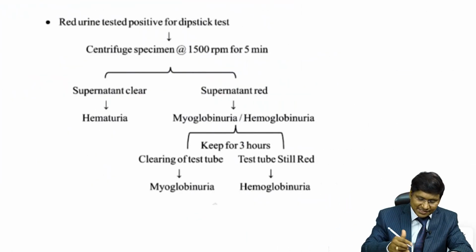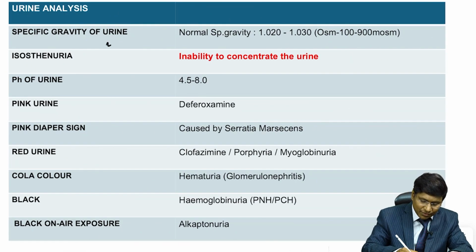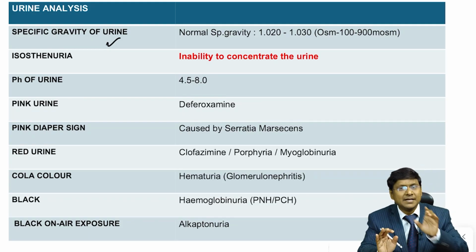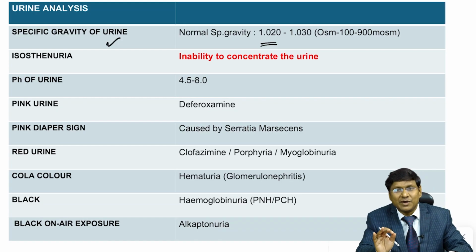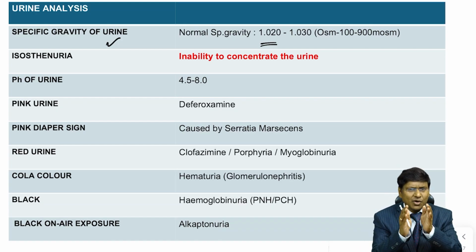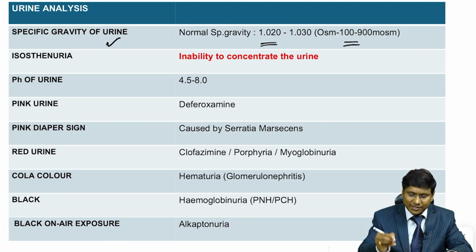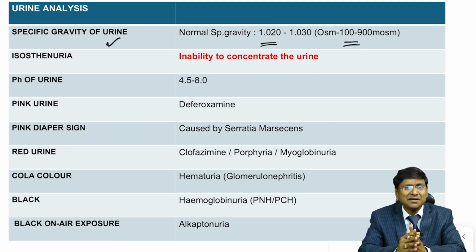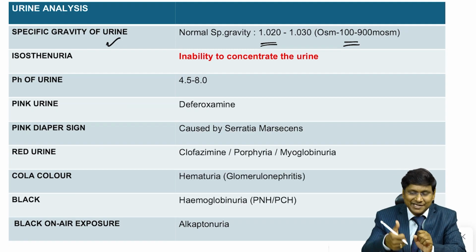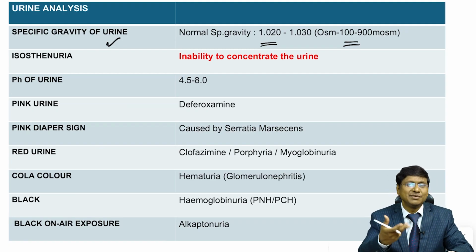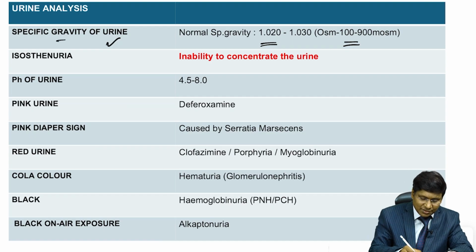And in the urine analysis, the next important thing that you need to know is about the specific gravity of the urine. Normal specific gravity of the urine is around 1.020 to 1.030, and the normal urine osmolality is around 100 to 900 milliosmoles. There are multiple conditions where the urine osmolality can be reduced, like diabetes insipidus and psychogenic polydipsia, whereas urine osmolality is increased in case of diabetes mellitus because of glucosuria. So that is about the specific gravity.